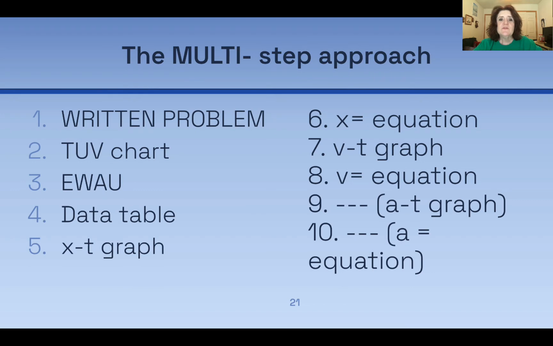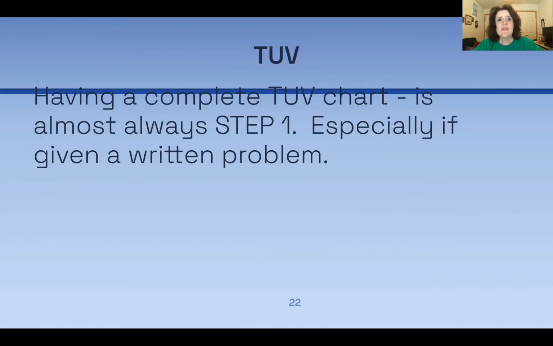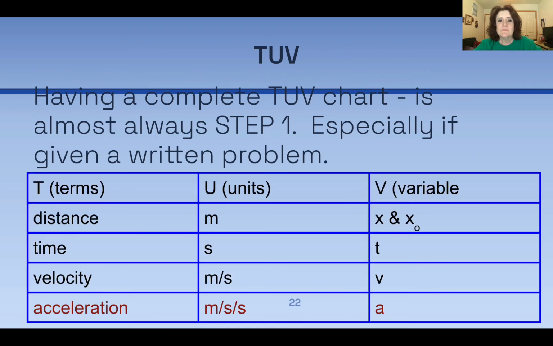So here's our multi-step problem approach. You have to be able to write the problem, do a TÜV chart, solve the problem, that's the EWA, equation work answer units, do a data table, an xt graph, an x equals equation, a vt graph, v equals equation, and then once we actually solve using acceleration, you're going to have an at graph and an a equals equation. So having a complete TÜV chart is almost always step one, especially if you're given a written problem. So this would be a complete TÜV chart to start any problem that you have.